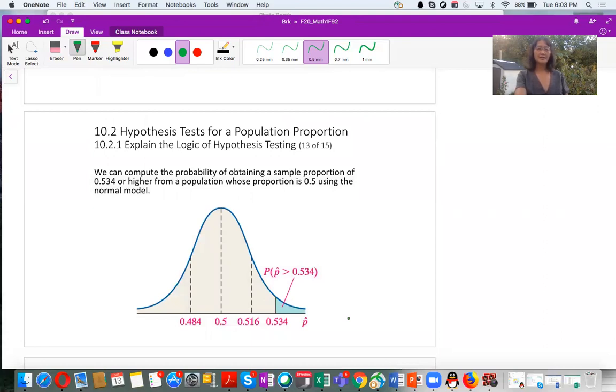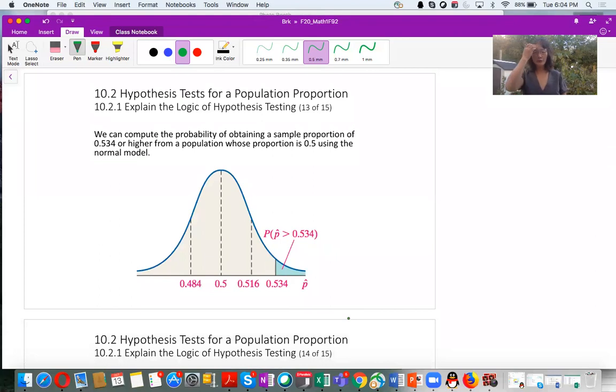So this diagram shows you all the values here represent p hat, meaning sample proportion. Our sample proportion is 0.534. And what is the chance of being greater than 0.534? It is referred to by this area, and this area is actually the p-value. If you have a one-tailed test, this is it. If you have a two-tailed test, multiply by 2.